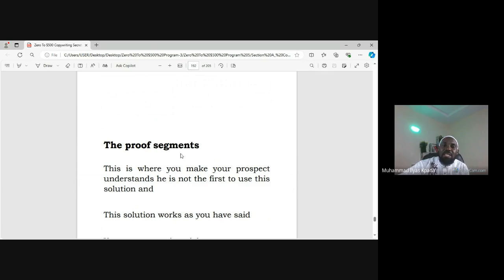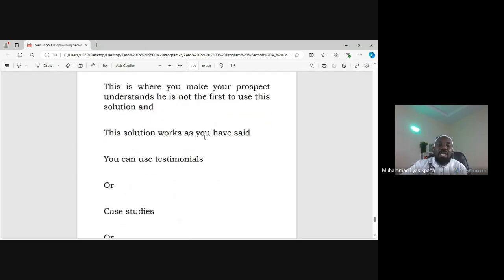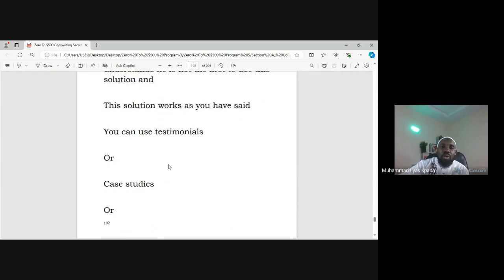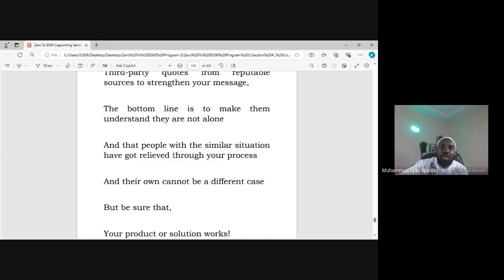Now, the next thing is the proof segment. This is where you make your prospect understand he is not the first to use your solution, and that this solution works as you have said. You can use testimonials, case studies or third party courses. The bottom line is to make them understand they are not alone. There is what we call herd psychology.